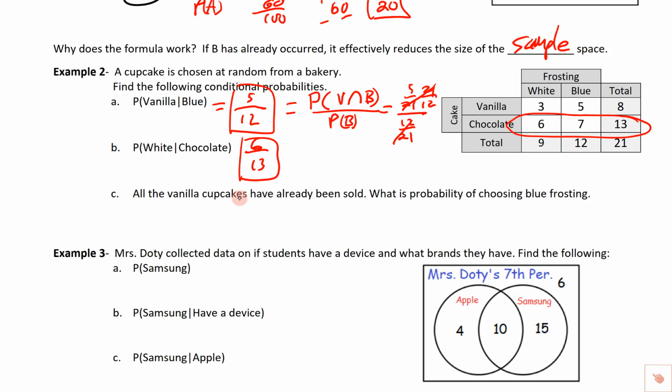Zach? It would be 7 over 13. It would be 7 out of 13. In fact, it's the same line we're talking about here. It's just the probability of blue given chocolate rather than white given chocolate. So it's going to be 7 out of 13. Okay, any questions?